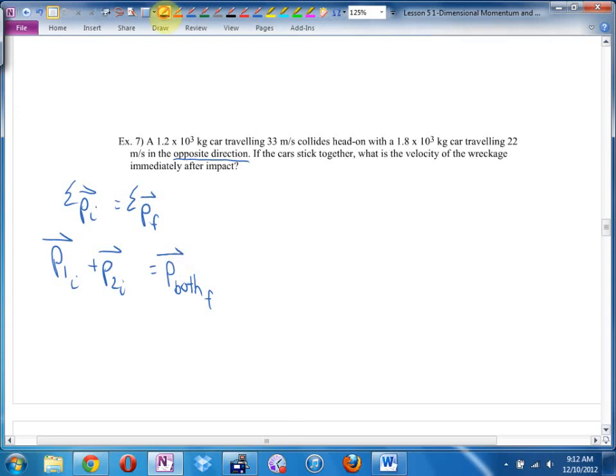Momentum is mass times velocity. So it's going to be mass 1, v1 initial, plus mass 2, v2 initial, and that equals mass 1 plus mass 2, v final.